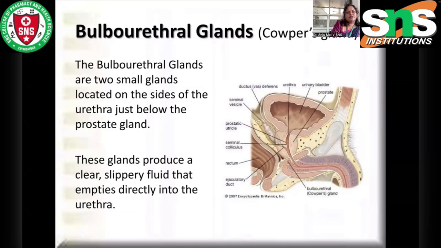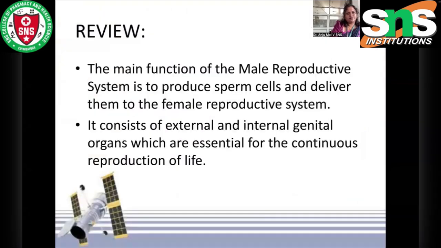And the last one is bulbourethral glands. The bulbourethral glands are two small glands which are located on the sides of the urethra just below the prostate gland. These glands produce a clear, slippery fluid that empties directly into the urethra.